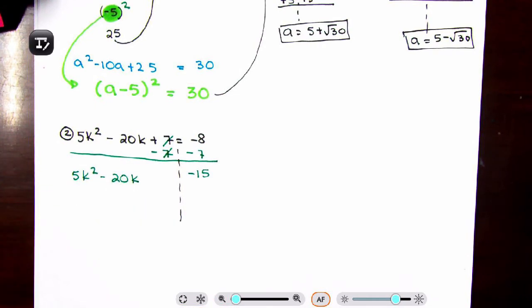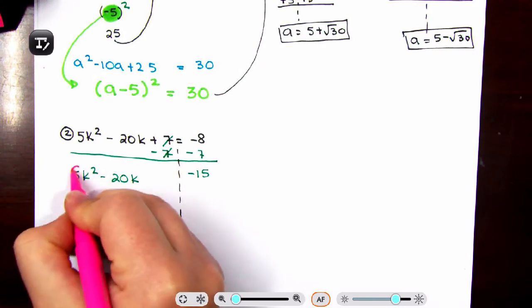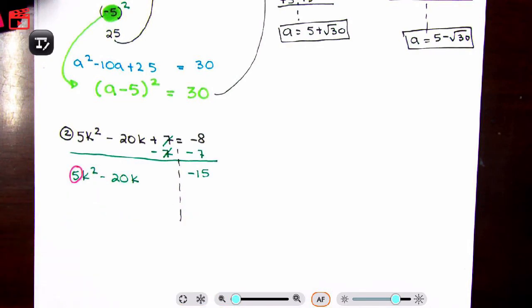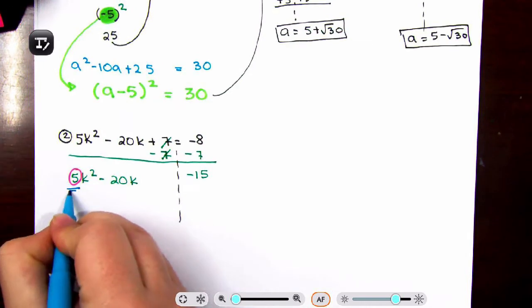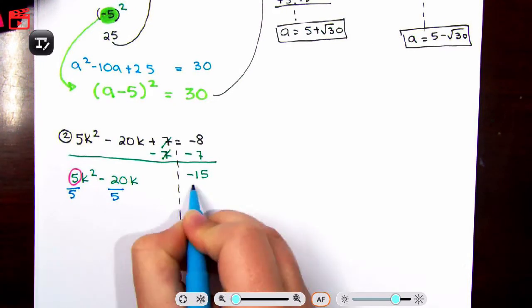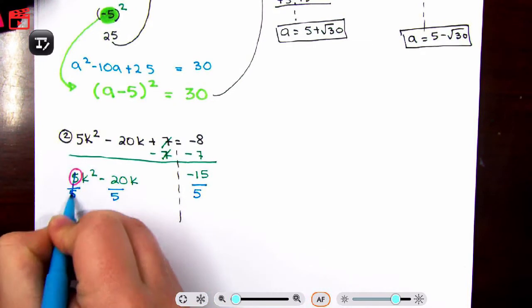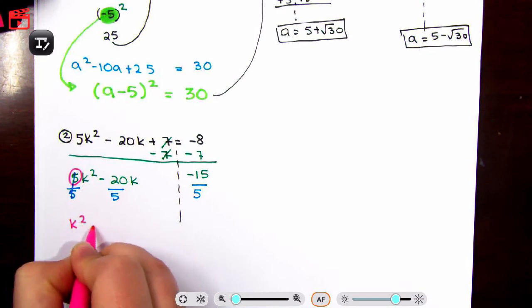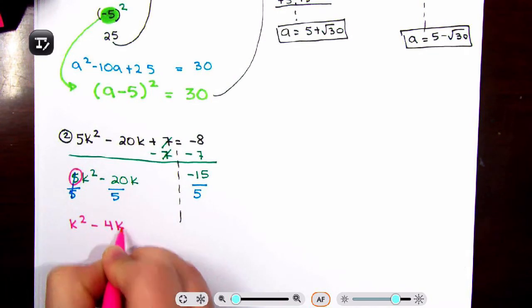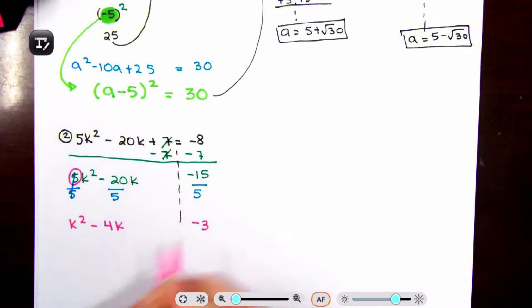Notice that your leading term has a coefficient of 5. You cannot do completing the square with a leading coefficient that is not 1. So therefore we have to take this 5 and divide each number by it, so that we can get a 1 here as our leading coefficient. So what we're going to have is k squared minus 4k, and here we have a negative 3.